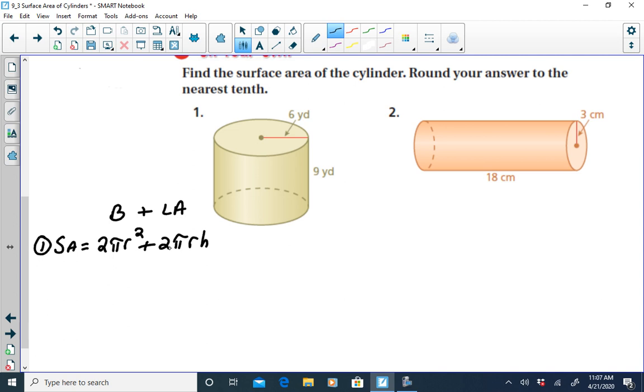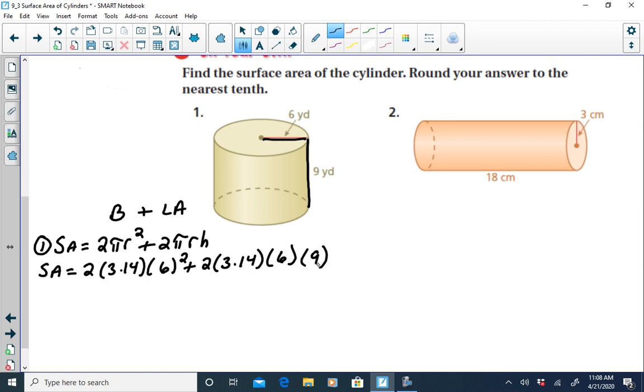Your lateral area is 2 times pi times r times h. All right? So then, next step, surface area is going to be equal to 2 times your 3.14 times your radius. The radius in problem number 1 is 6. We have to remember to square that, plus 2 times 3.14 times your radius times your height. Your height is right here, that segment, and that's going to be 9.